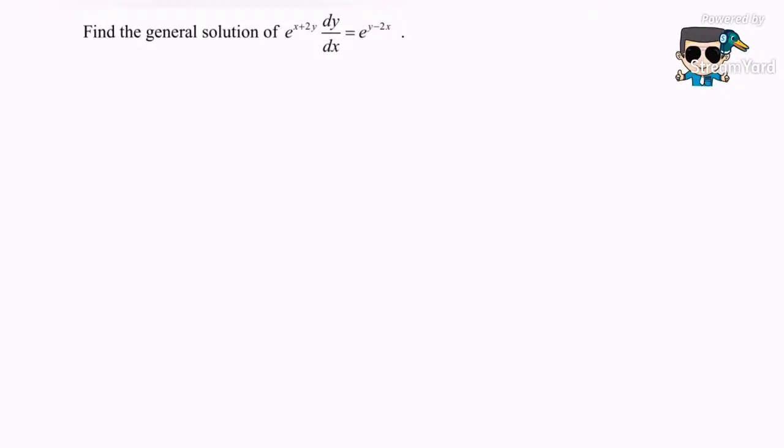So first, simplify the situation. By using the properties of log and indices, we have e^x multiplied with e^2y multiplied with dy dx. And for the right hand side, we have e^y multiplied with e negative 2x. Step number 1, separate the dy dx.